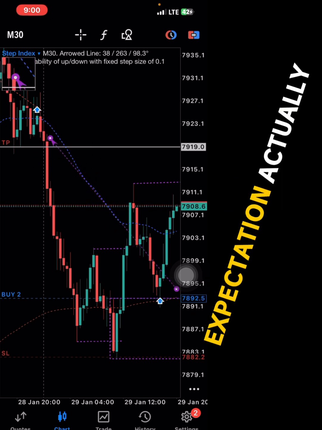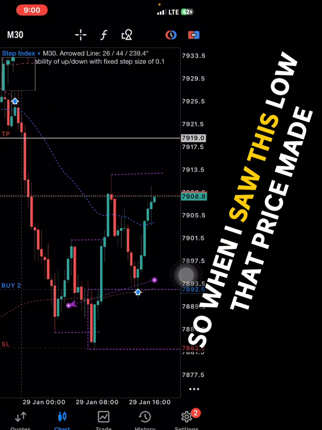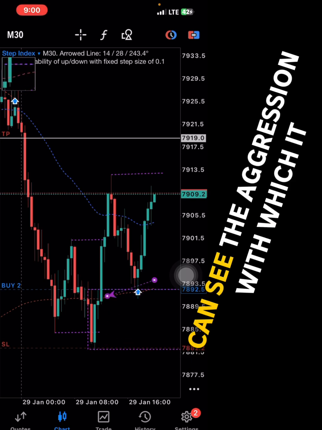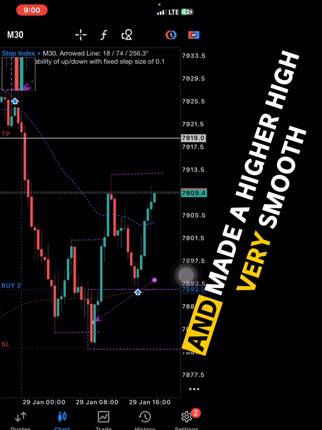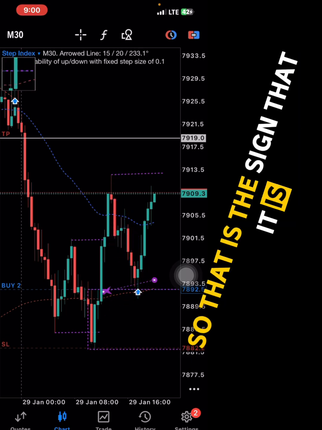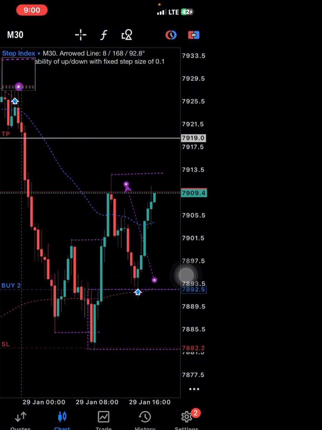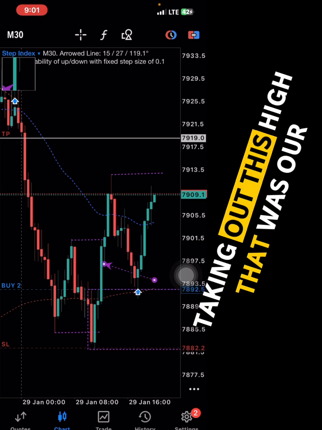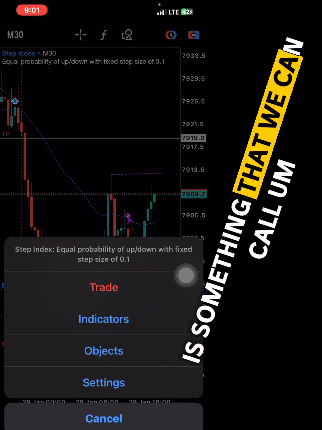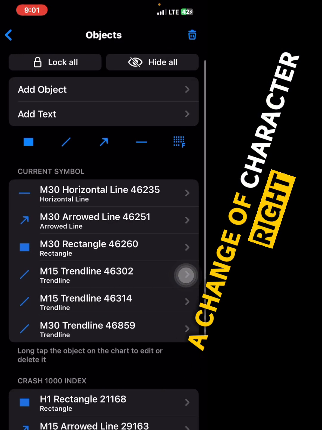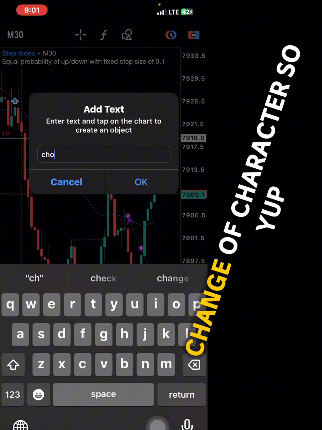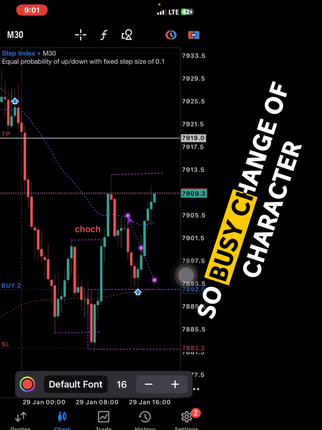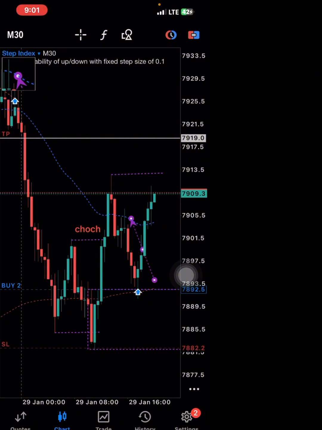That's my expectation actually. So when I saw this low that price made, and then it came back and made a higher high, you can see the aggression with which it moves and made that higher high, very smooth. That's the sign that there's high bullish momentum that is going to take it to this place. So after taking out this high, that was our change of character. Let me add it: change of character.